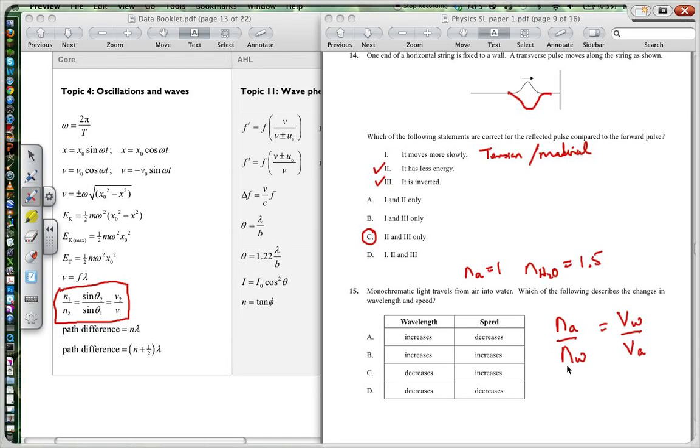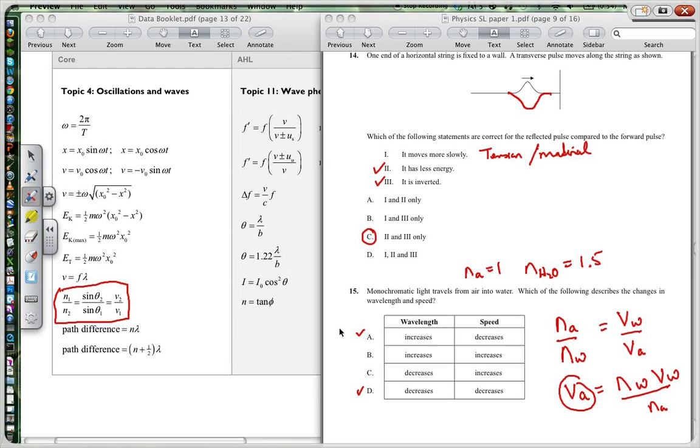Therefore, I am going to have my velocity in air equal to n_w v_w over n_a. Because n_a is 1, v_a is about 1.5 times that of the velocity in water. So when it passes into another medium, the light actually slows down. So the speed decreases, so it's one of these two.